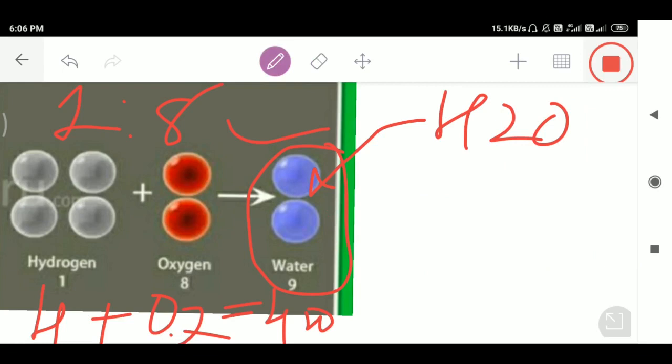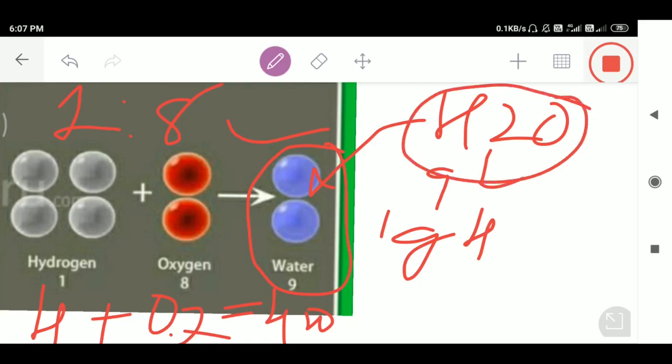So the moment we decompose 9 grams of pure water by passing electricity through it, 1 gram of hydrogen and 8 grams of oxygen are always obtained. That means the moment we break this water molecule, there is always formation of 1 gram of hydrogen and 8 grams of oxygen. When we make the water molecule, the ratio should be 1:8, and when we break it, the ratio is the same: 1 part of hydrogen and 8 parts of oxygen.